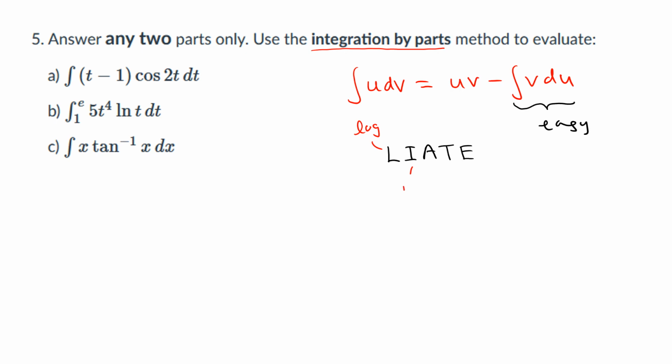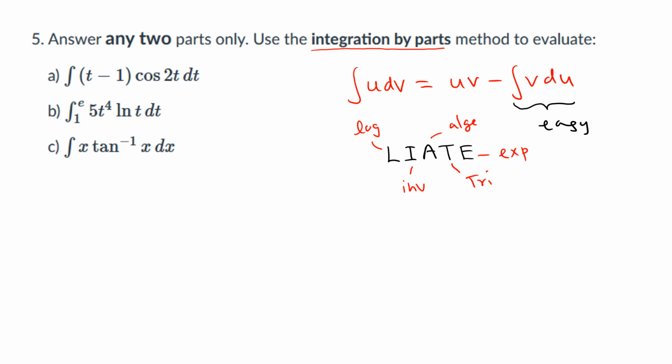If you forget what this means, the L means the log function, and the I means inverse functions, not just inverse trig, inverse functions. Then A is for algebraic functions, T is for trigonometric functions, and E is exponential. So those are the functions. This method works most of the time, not 100%, but most of the time it works. There are a few cases where it doesn't work. Good.